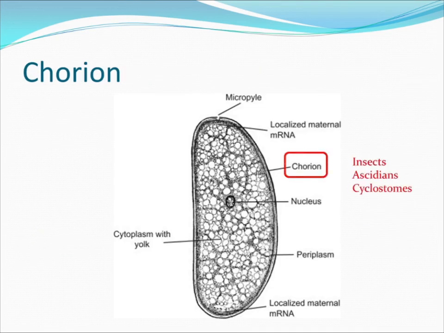This chorion is different from the chorion that we have seen under the primary egg membranes. Here, this chorion is secreted by the follicle cells in the ovary. That is why it comes under secondary egg membranes. This chorion is a common outer covering in the eggs of insects, ascidians, and cyclostomes, and it is found outside the vitelline membrane. This chorion is very tough and impermeable, and hence it is provided with an opening called the micropyle, through which the sperm can enter the egg.